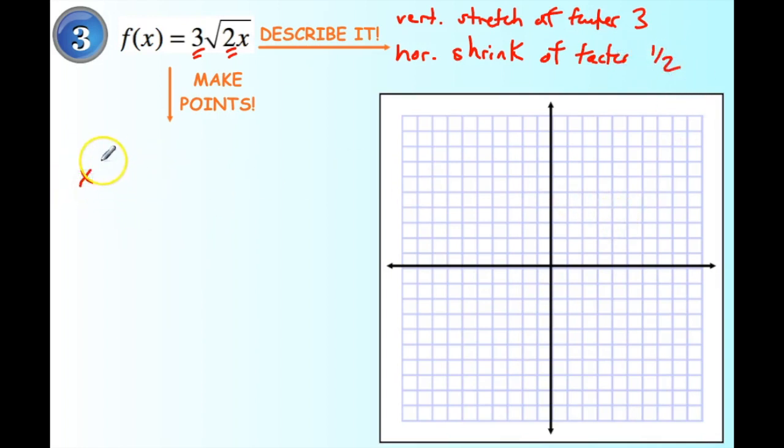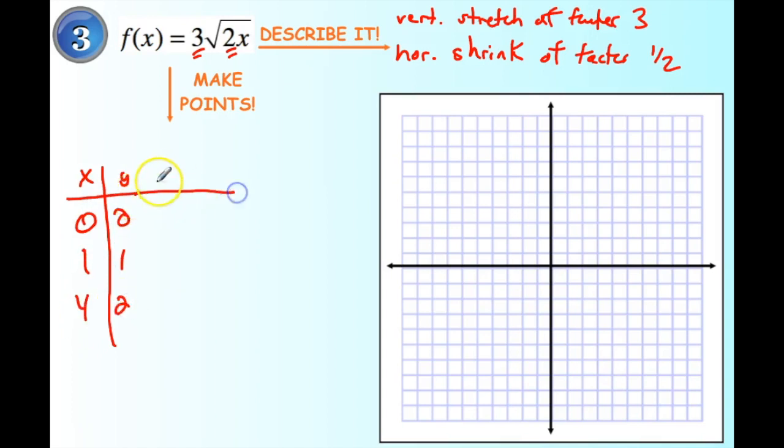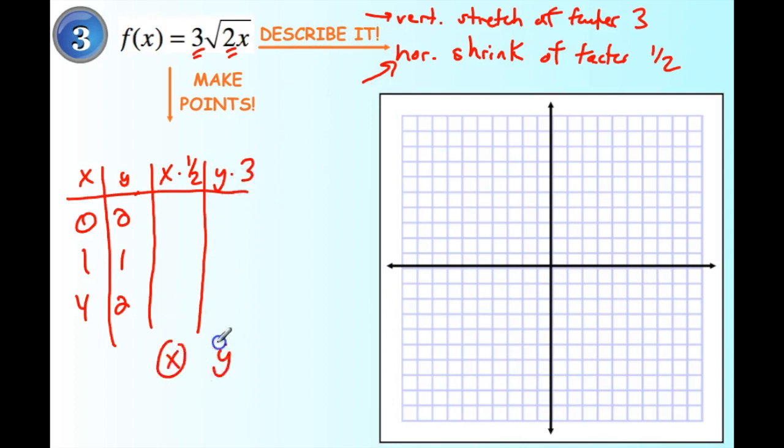So let's make our points. This is a square root function, which only has 3 parent points: 0, 0, 1, 1, and 4, 2. Now I'm going to need 2 more columns because I am making 2 changes. I'm going to take my x's, which is the horizontal change, and multiply that by 1/2. I'm going to take my y's, which is the vertical change, and multiply that by 3. So I'm going to have a brand new set of x values and y values. That'd be 0, 1/2, 1 times 1/2. 4 times 1/2 is 2. 0 times 3 is 0. 1 times 3 is 3. 2 times 3 is 6. So there are my new ordered pairs.